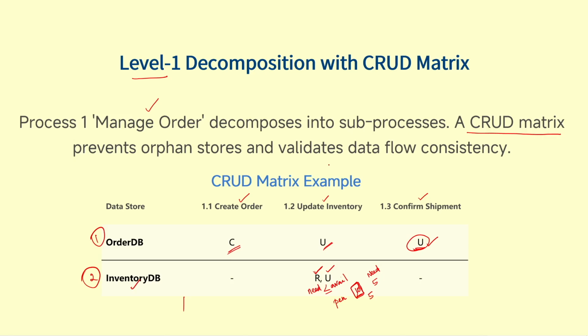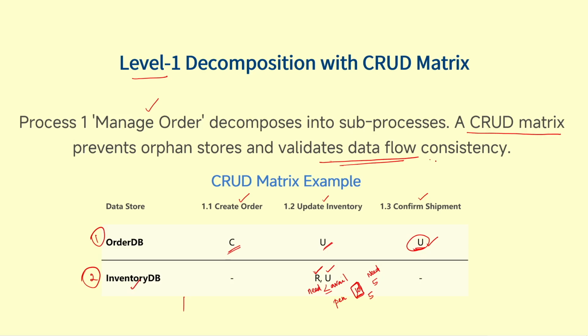By having all this information in a CRUD matrix, we are trying to make sure that no sub process is behaving like an orphan. What exactly is an orphan? It is all alone. It is not linked to any of the system or it does not have any valid path. That kind of process will not be available if you use this CRUD matrix. And we can also validate the data flow and check whether it has consistency or not.